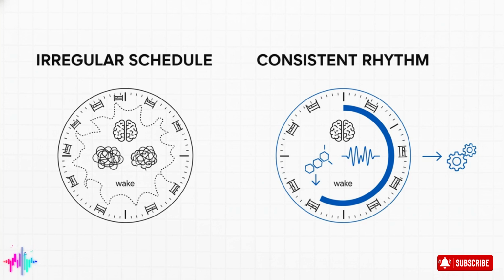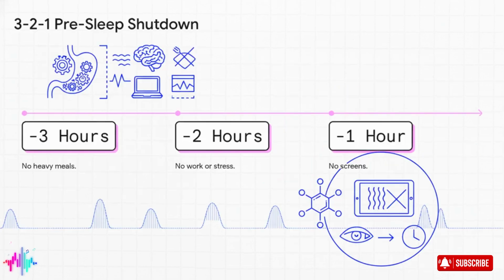That gives you your ideal bedtime. Why? Because landing your sleep in these clean blocks ensures you wake up at the end of a cycle, not smack in the middle of one. And pillar 3, the pre-sleep shutdown. Now you need to stop thinking of the hour before bed as downtime. It's not. It's prep time.